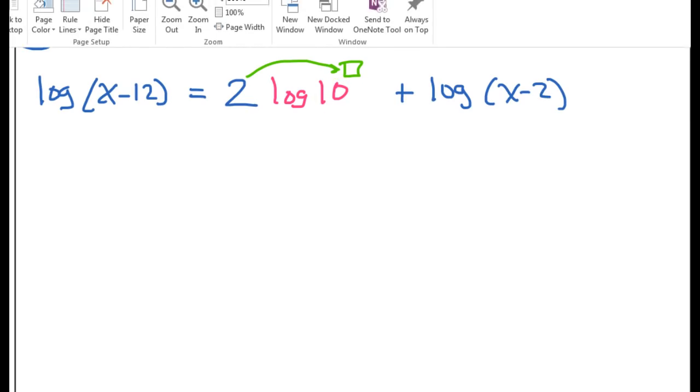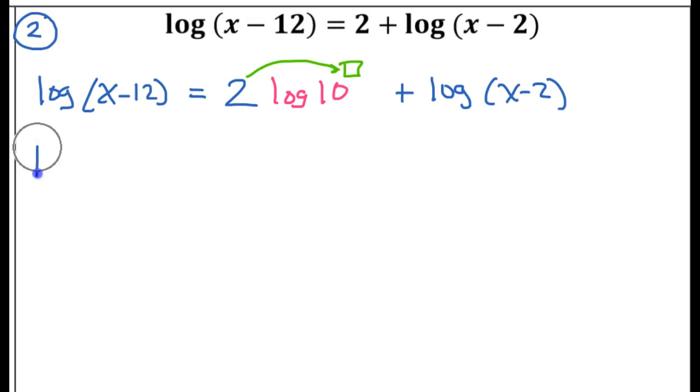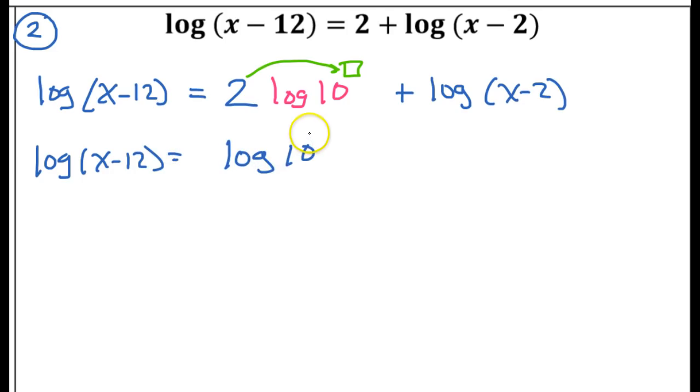So this would be the same thing as log of x minus 12 is equal to log of 10 squared, okay, plus log of x minus 2. And of course, next chance I get, I'll make that into 100. In fact, maybe I'll just do that now. You've seen it, you get it. It's 100.